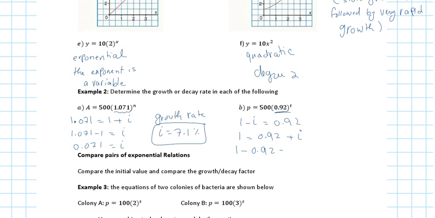Right? So I almost got it. It's 1, take away the 0.92. Your rate is never going to be negative. So what is that? 0.08, which is 8%. How do you find the percentage? You multiply by 100.